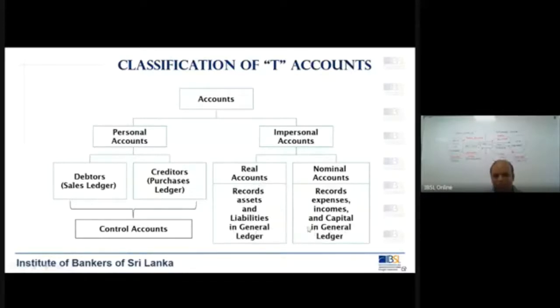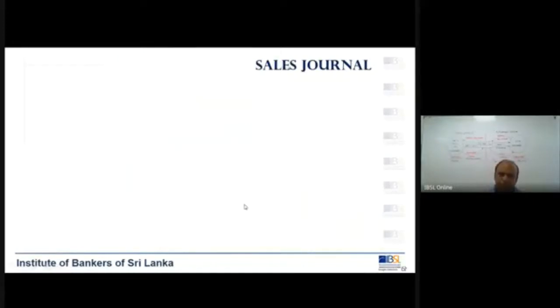Here, all the assets and liabilities will go into the general ledger. Nominal accounts mean all your income, expense and capital accounts. So what do you really have here? The components of your accounting equation: assets, liabilities, income, expense and capital. That is the fundamental that we will carry throughout this module, where you will come across these terms over and over again: assets, liabilities, income, expense and capital.